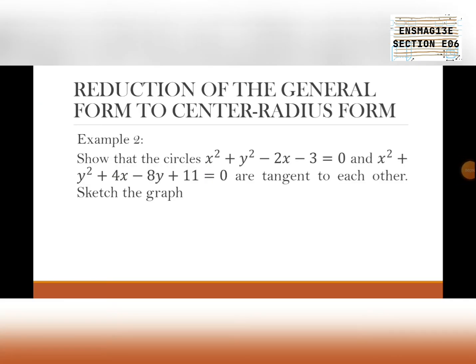Example number 2. Show that the circles x squared plus y squared minus 2x minus 3 is equal to 0 and x squared plus y squared plus 4x minus 8y plus 11 is equal to 0 are tangent to each other. Sketch the graph.